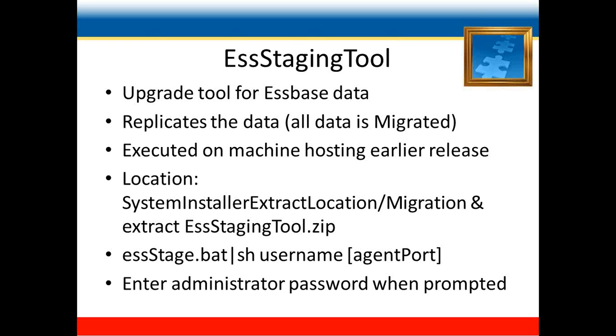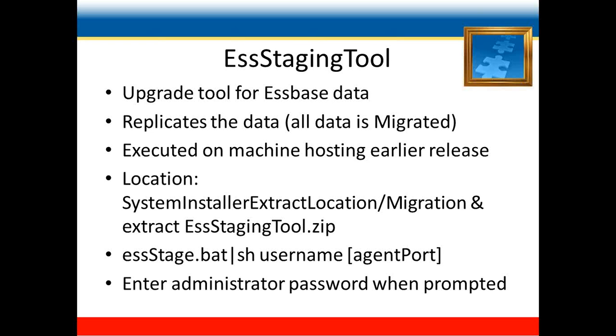You will have to execute this tool on the machine hosting the earlier release. So if you are performing an upgrade, say from version 9.3.3 to 12.2, then you will have to run this utility on version 9.3.3. You will then be provided with an export of all the data that is present on the machine having the earlier release. A file will be generated which can then be copied to the destination machine that you want to upgrade to.